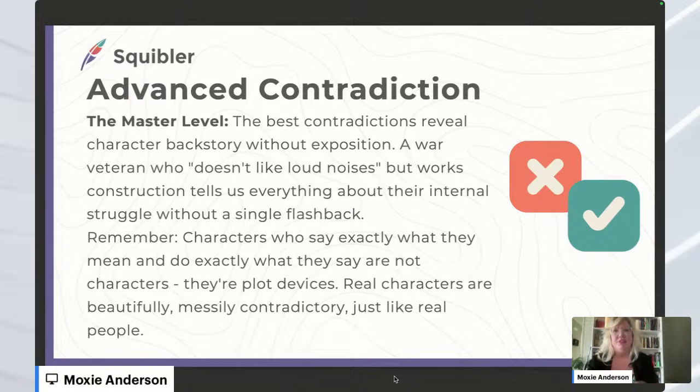So the best contradictions reveal character backstory without exposition. You might have a war veteran who doesn't like loud noises but works in construction, and that tells us everything about their internal struggle without a single flashback. Those noises could trigger them. Remember that characters who say exactly what they mean and do what they say are not characters. These are plot devices. Real characters are beautifully, messily contradictory, just like real people.